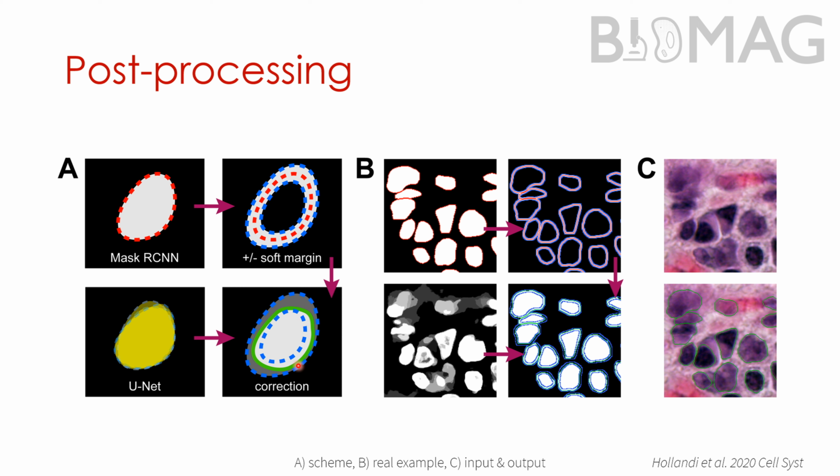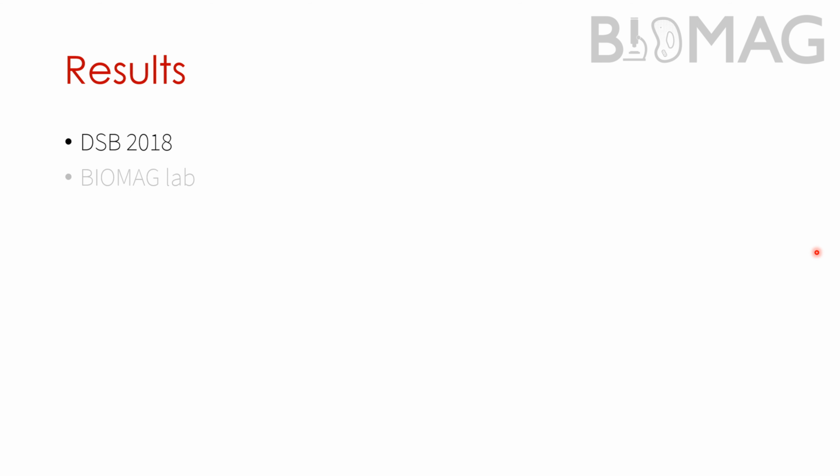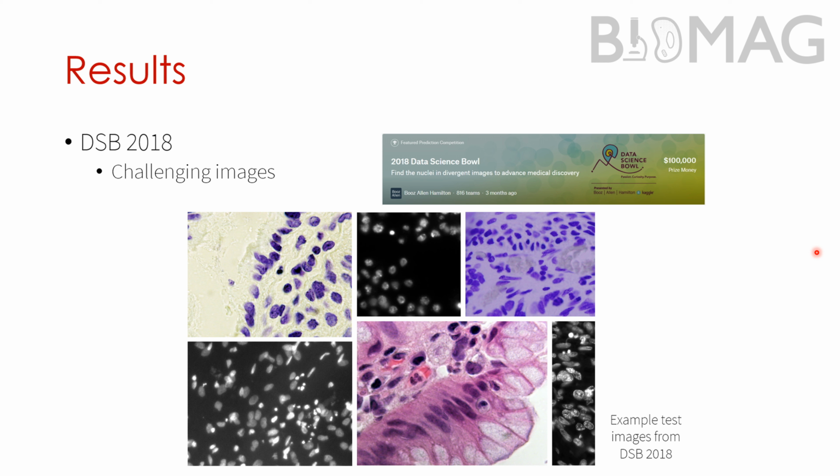for each object. You can see it with the green line here, and on C a real example for a rather difficult tissue image. You can see that it performs quite well. Then let's see a few results.